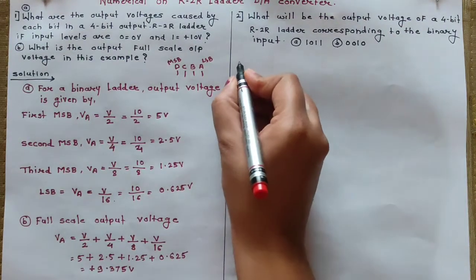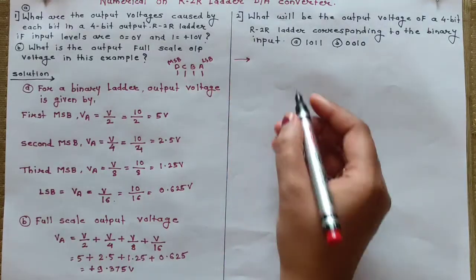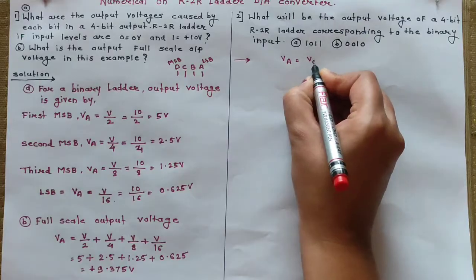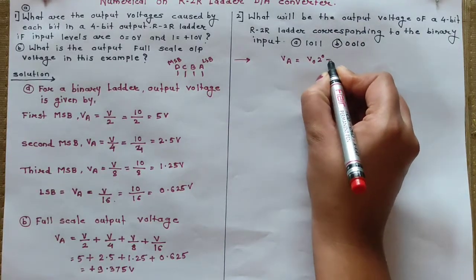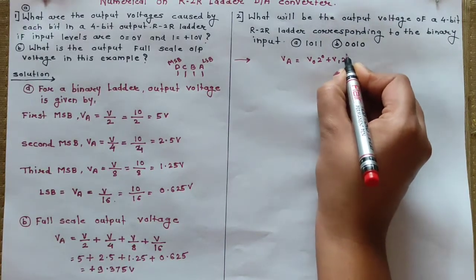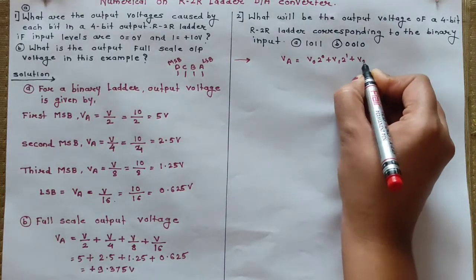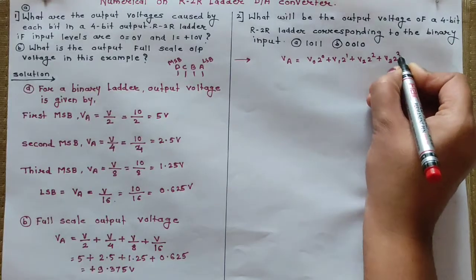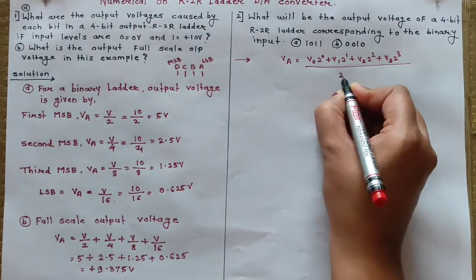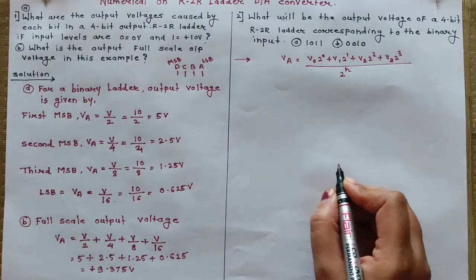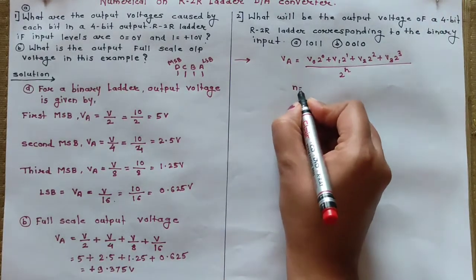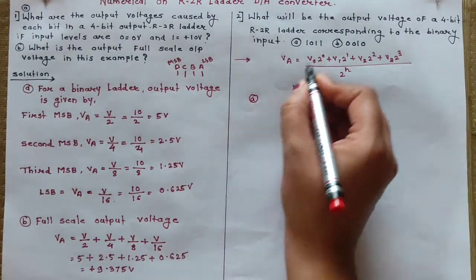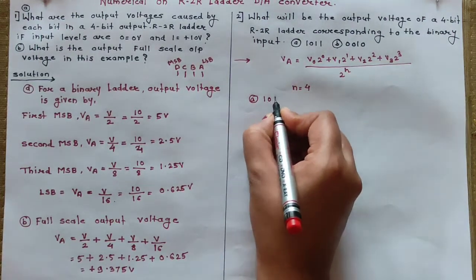So first in the solution write down the formula. The analog output voltage is given by V0 2 raised to the power 0 plus V1 2 raised to the power 1 plus V2 2 raised to the power 2 plus V3 2 raised to the power 3, upon 2 raised to the power n. But in this case the value of n is equal to what? 4. So first we will solve for the first binary input. The first binary input is 1 0 1 1.